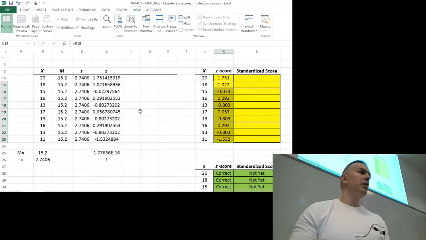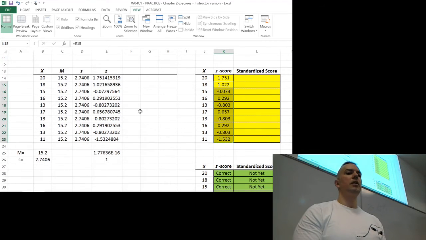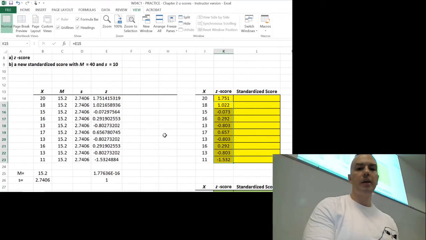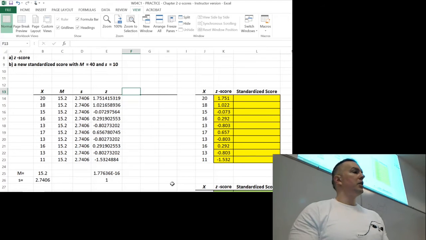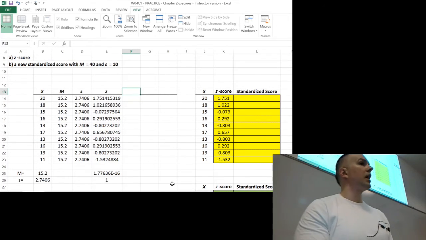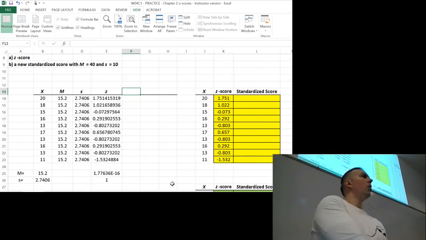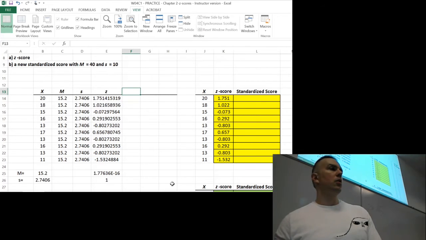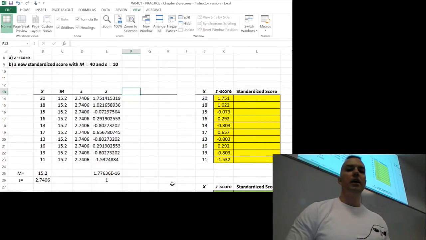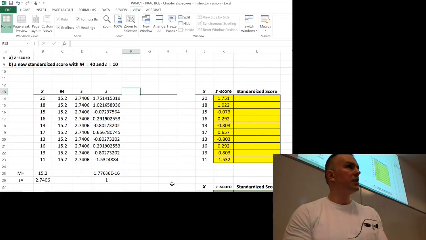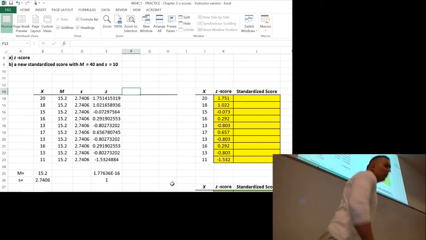All right. Any questions on the calculation of part A, which is the z-scores? It's all good? All right. So the next thing we need to do is part B, which is a new standardized score with a mean of 40 and a standard deviation of 10. So we want to transform our old raw scores into these new scores with a mean of 40 and a standard deviation of 10. So the first move that we need to do is we need to transform our raw scores into z-scores. We just did that in part A. The next move we need to do is we need to take those z-scores and transform them into these new standardized scores.